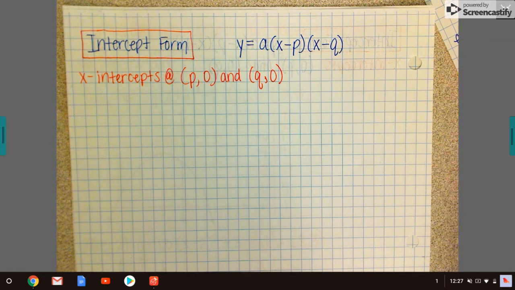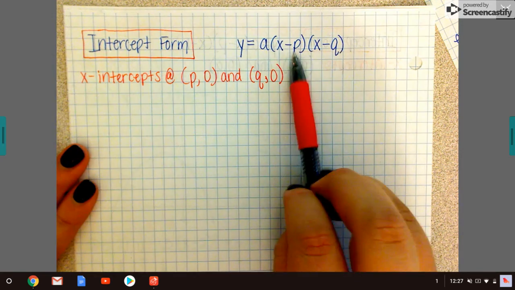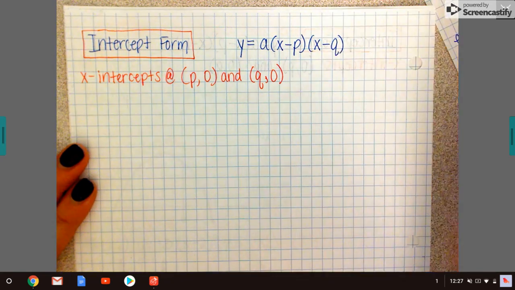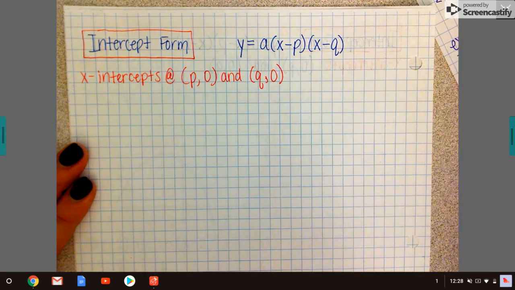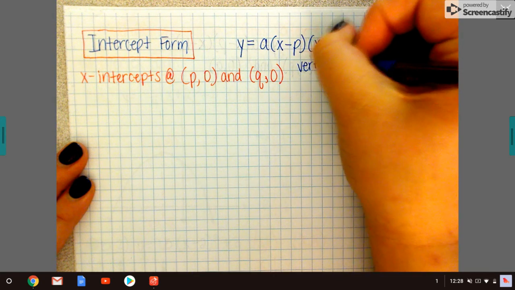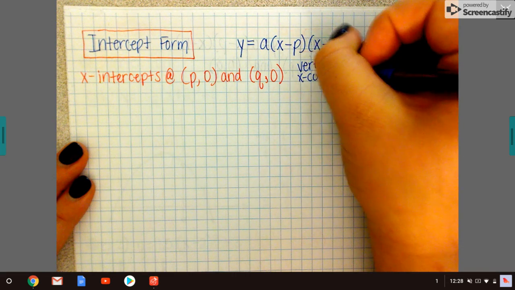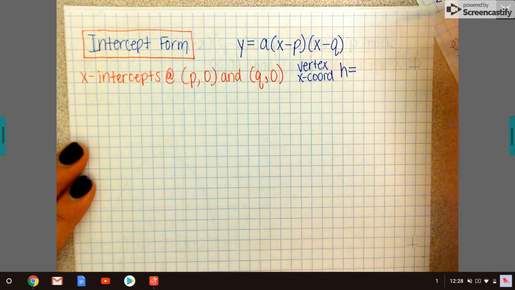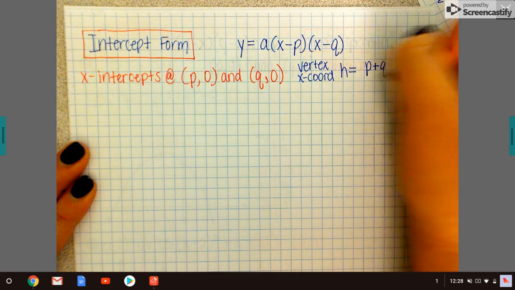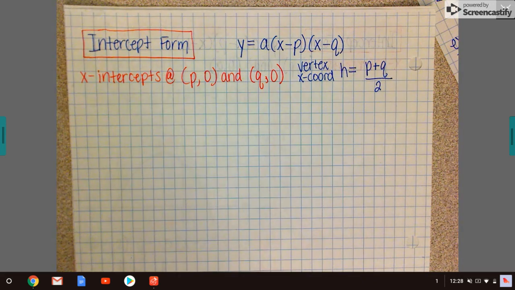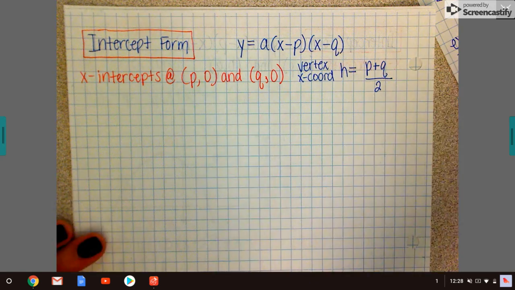We also would like to graph the vertex, and the vertex formula we used before won't work this time, because remember before it was negative b over 2a for standard form, but we don't have a b to use. We just have a and p and q. So we have a different formula for h now. Our vertex x coordinate h is equal to (p plus q) over 2. So we can use that in order to find our h value of the vertex and then go look for our k from there. So let's run through an example that does just that.